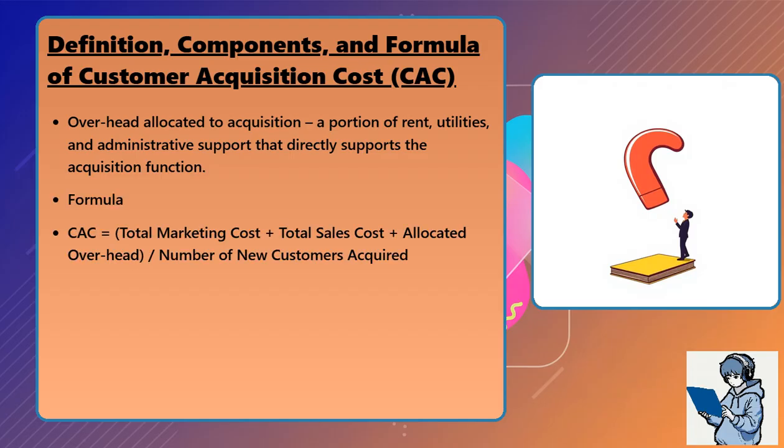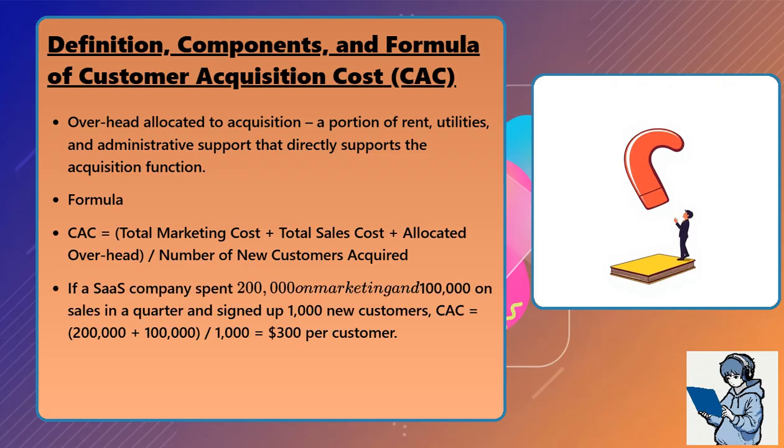Formula: CAC equals total marketing cost plus total sales cost plus allocated overhead, divided by the number of new customers acquired. If a SaaS company spent $200,000 on marketing and $100,000 on sales in a quarter and signed up 1,000 new customers, CAC equals (200,000 plus 100,000) divided by 1,000, equals $300 per customer.